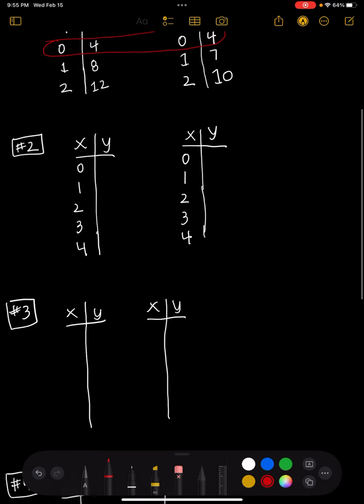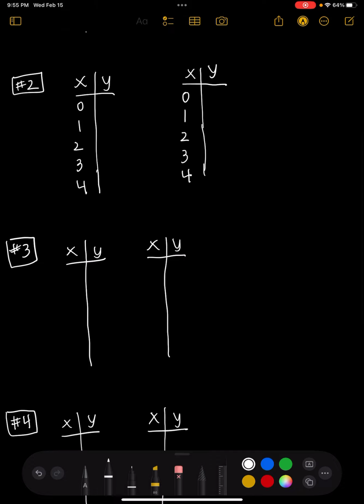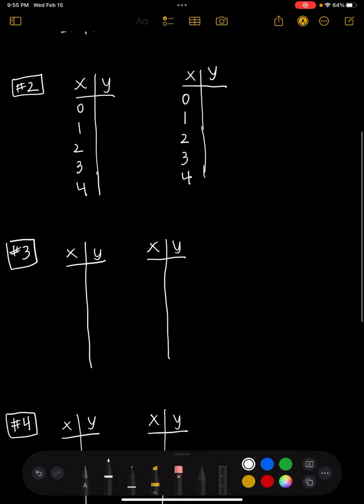All right, let's try the second example. Let me write the equations: y is equal to 5x minus 10 and y is equal to x minus 2. And we're going to do it the exact same way. Notice this time you have different numbers in your x column, but it should still work. So I'm going to start with the first column, the 5x minus 10. I'm going to replace the x with 0, which will give me negative 10.